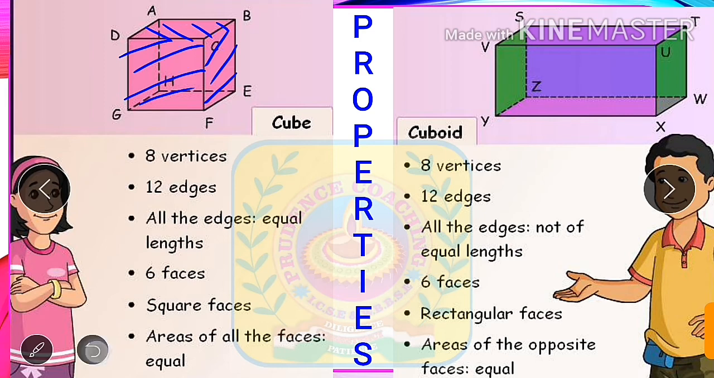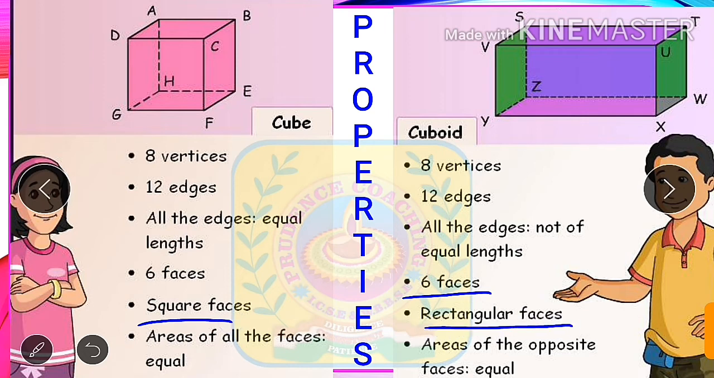Face means the surfaces with which this cube is made of, means the squares with which this cube is made of. Similarly, in case of cuboid also we have 6 faces. All the faces of cube are square. In case of cuboid, all those are rectangular in shape. Area of all faces are equal because here all are the area of square, and here area of opposite faces are equal as it is made up of rectangle.